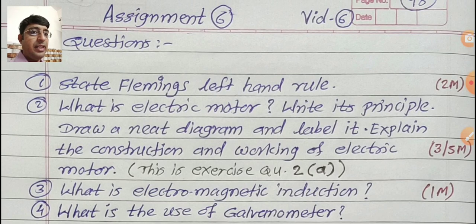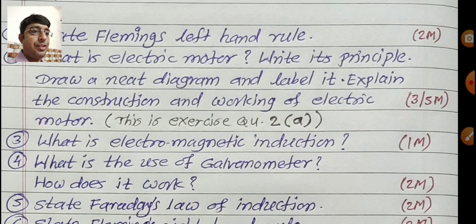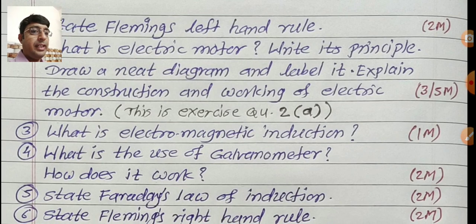State Fleming's left hand rule. Second, what is electric motor? Write its principle. Draw a neat diagram with a label and explain the construction and working of electric motor. Actually, this question is given in exercise question number 2A. So you don't write in exercise again. Once you write from here.